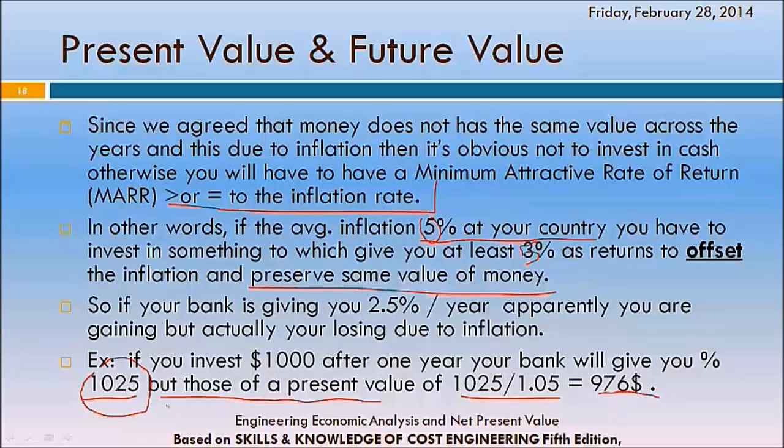So your 1,025 after 1 year has a purchasing power of $976, and this is explained in the previous slides when we showed the value of goods and items along 101 years. So in the bank you will have this amount, but is this amount the same as the amount of 1,000 or $1,025 at present? No, it is going to have a value of 976, which is F. So this is P and this is F.